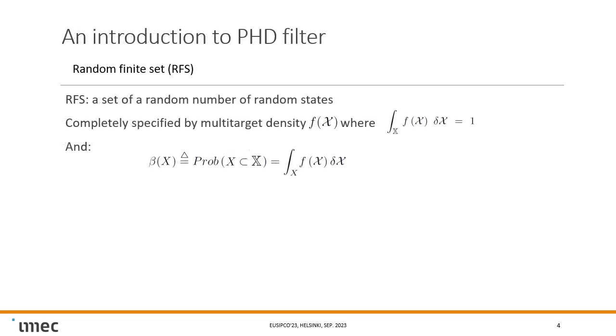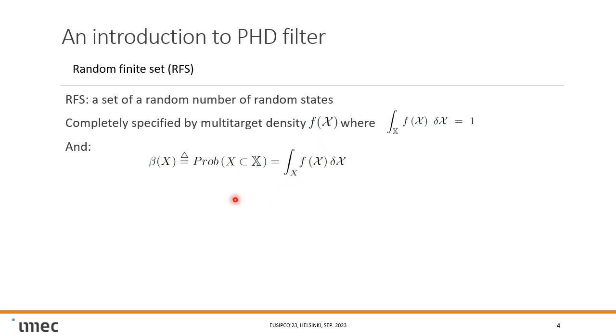PHD filters are introduced in the context of random finite sets, or RFS. An RFS is a set of a random number of random states. In other words, we have a set of random states, and the number of these random states is also random. An RFS is completely specified by a multi-target density f(X).